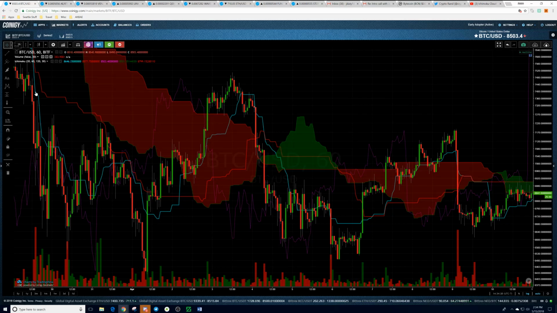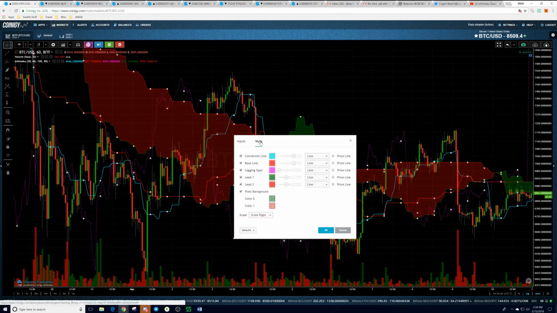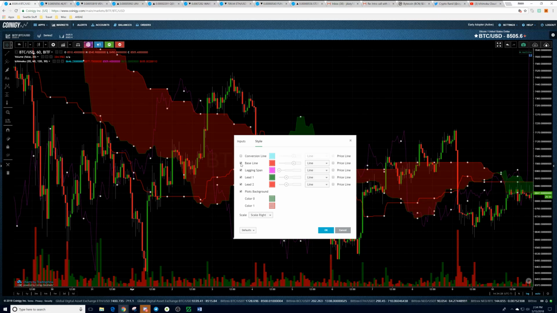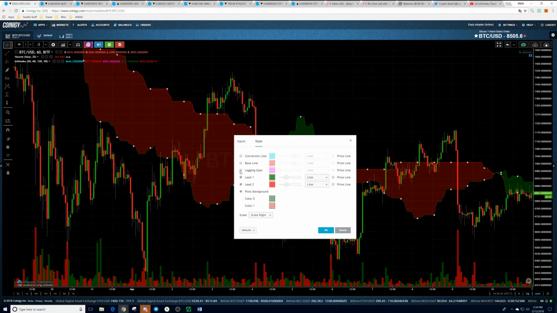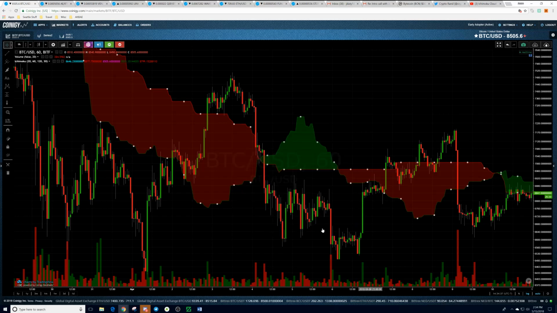So what I want to do here first is we're just going to clear this out for right now, and we're going to give us just the Kumo clouds. So we're going to release the conversion line, which is the Tenkan, the baseline, which is the Kijun. We're going to release the lagging span, and what we're left with are just the Kumo. So what we're looking at here is bearish Kumo clouds in the red and bullish Kumo clouds in the green.